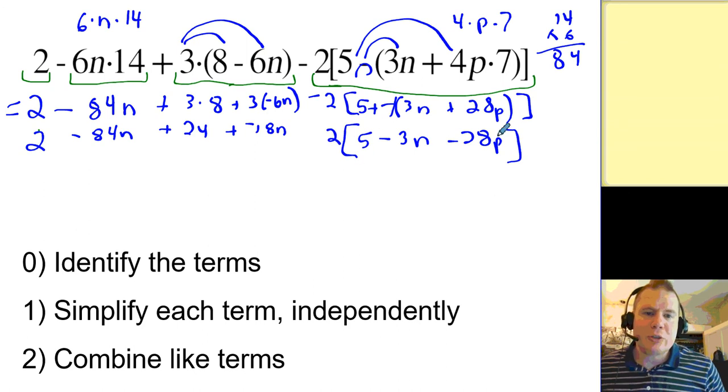Now, even though I have 3 terms, they're 3 unlike terms. This has no variables. This is the variable n. This is the variable p. Nothing I can do there. So I have to just distribute the 2.